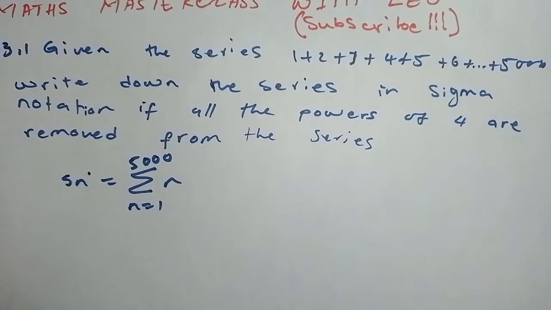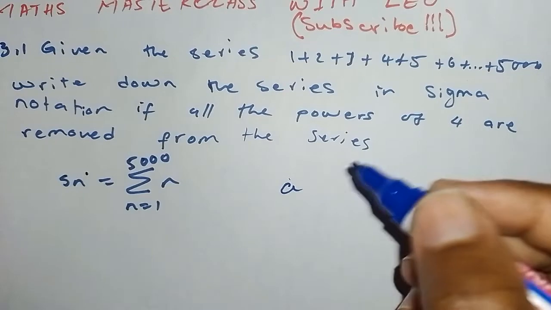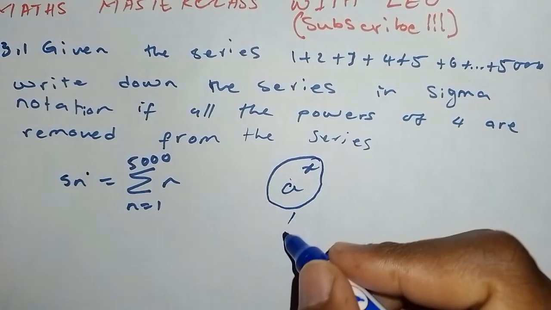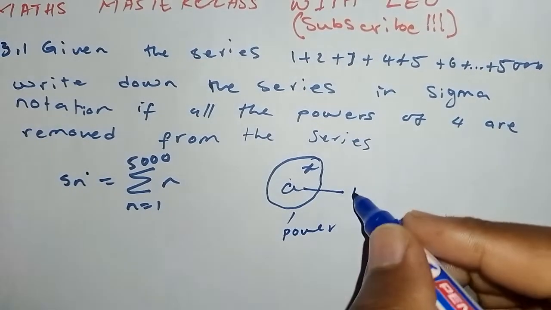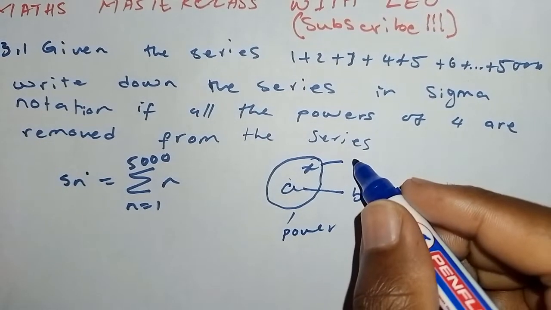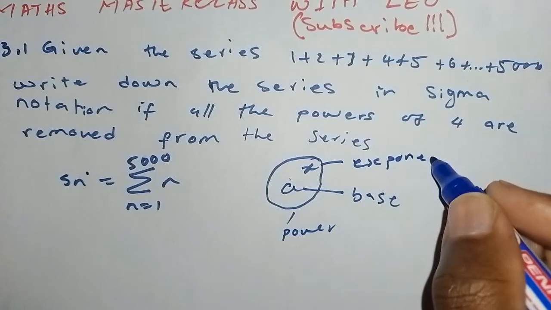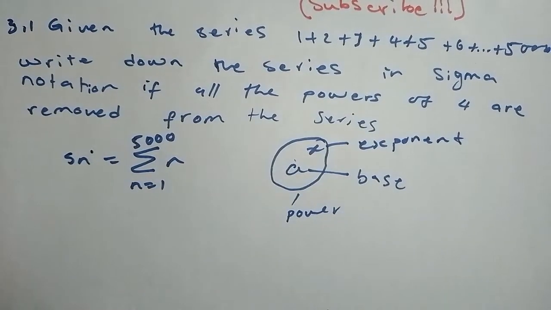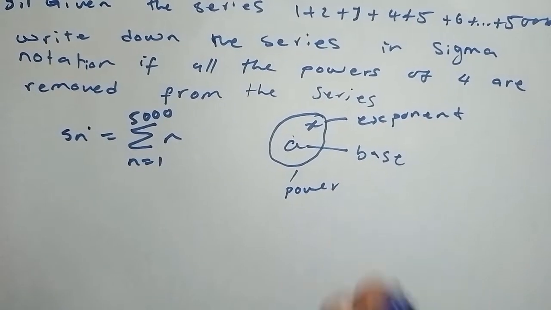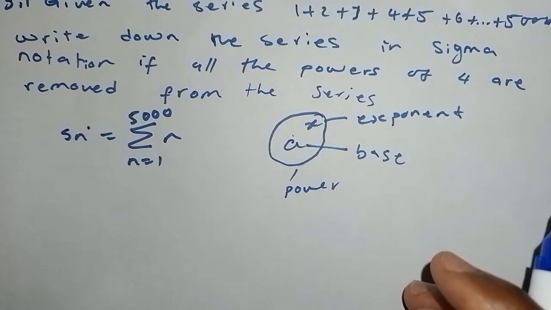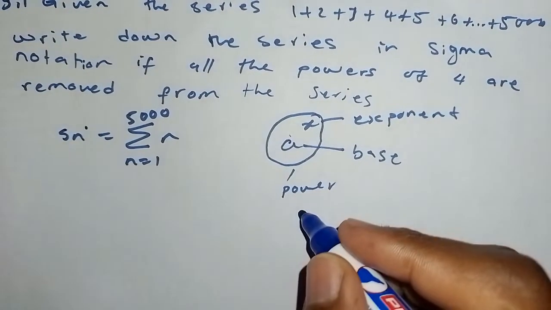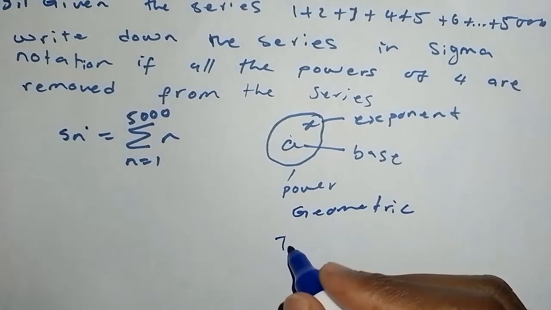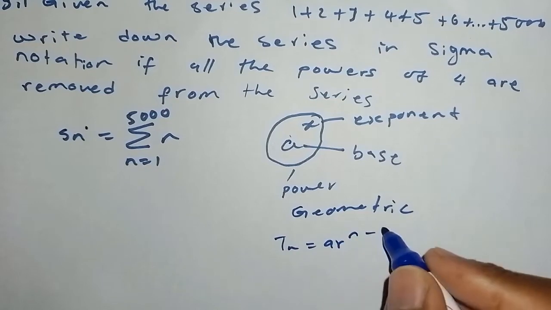Remember in grade 8, we were taught that we have something like a to the power x. All of this is a power, and this is the base, and this is your exponent. We were taught that these are the basic rules of exponents. Now, when we come to a geometric sequence, we know that Tn is equal to ar to the power n minus 1.